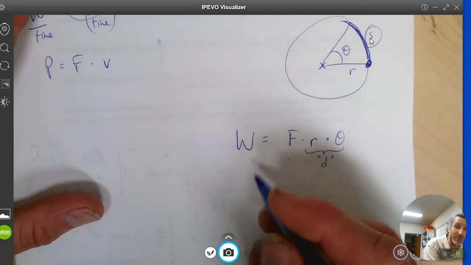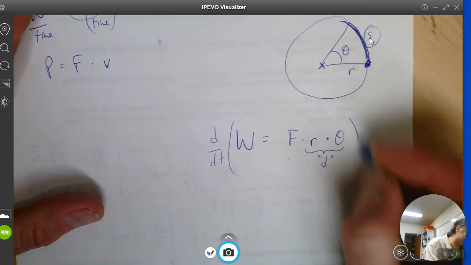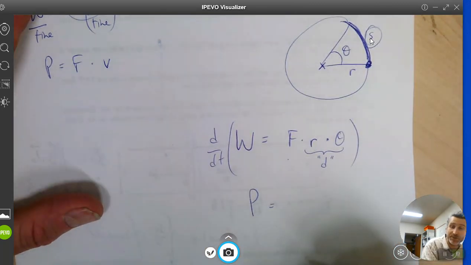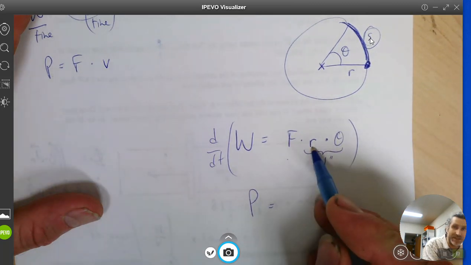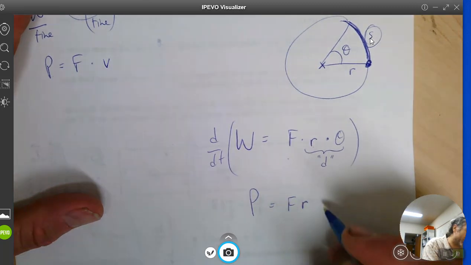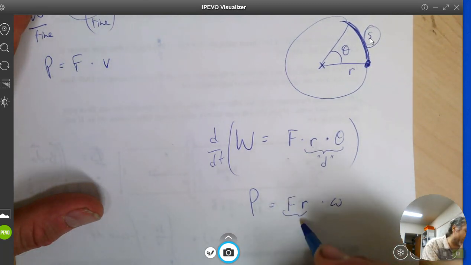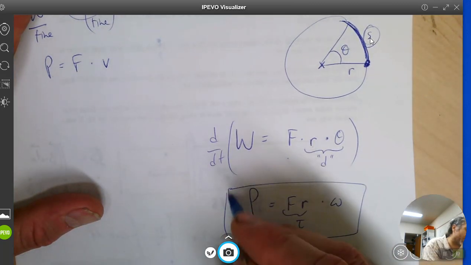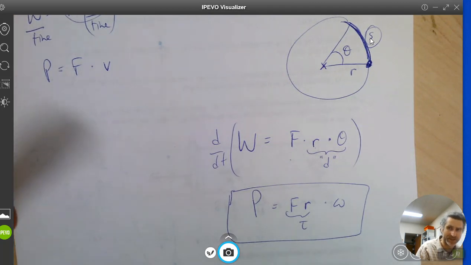So again, if I take the time derivative of this, d by dt of all this, that's going to be power, in other words, work per time or energy per time. Imagine that this force is constant and the radius is constant, so the only thing left is theta. So theta dot, and the force times this distance here, that's my torque, times theta dot, which is omega. So this here is my torque, and this is omega. And hopefully I've helped to demystify why the power is torque times omega.